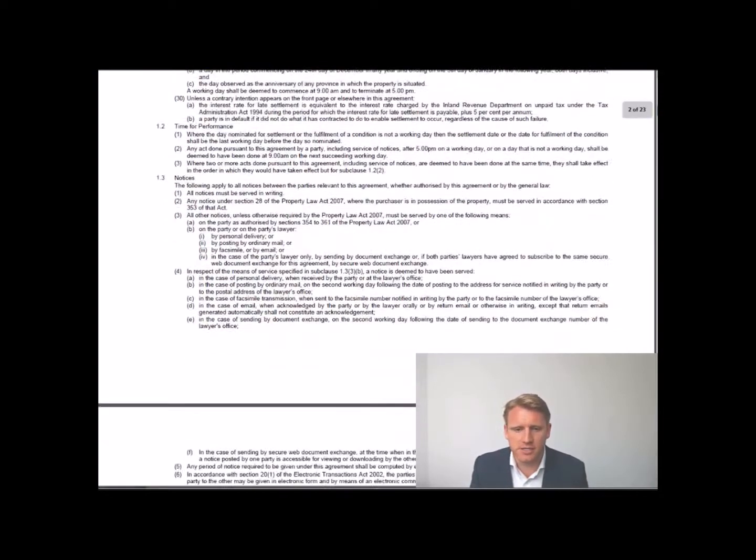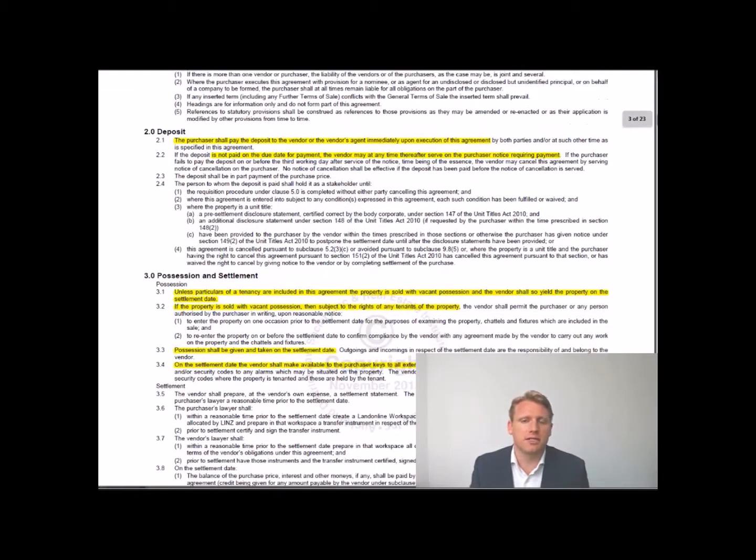So that's pretty obvious. Now I'm just going to go through very briefly to give you an idea of each one. So the deposit: the purchaser shall pay the deposit to the vendor or the vendor's agent immediately upon execution of this agreement. If not paid on the due date for payment, the vendor may at any time thereafter serve on the purchaser notice requiring payment. So you sort of see what I mean. Each one is going in and outlining what has to be done. I mean, a lot of it can be seen as common sense, but it's very important. That's why it's a contract that they've put in place.